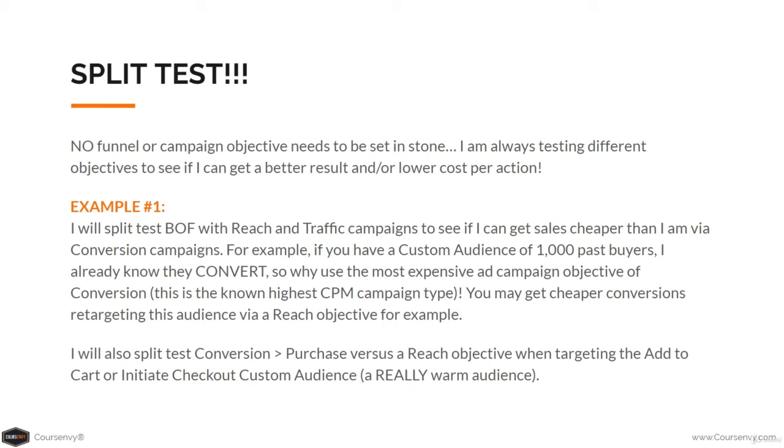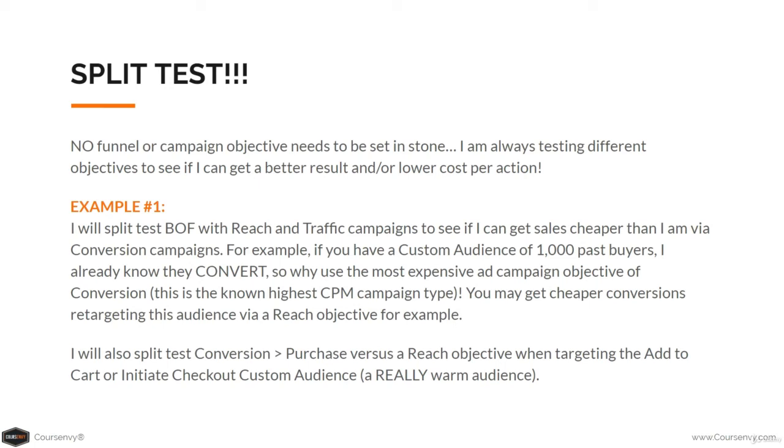For example, if I have a custom audience of 1,000 past buyers, I already know they convert. So why use the most expensive ad campaign objective of conversion, the highest CPM campaign type, when I can get cheaper conversions retargeting this audience via a reach objective? Another split test will be conversion, purchase event versus reach objective when targeting the add to cart or initiate checkout custom audience. Again, these will be pretty small audiences, people who added to cart, people who initiated checkout.